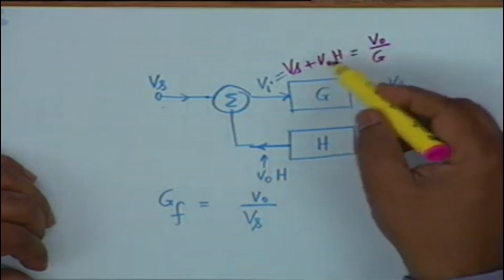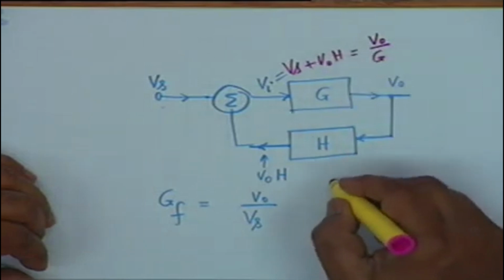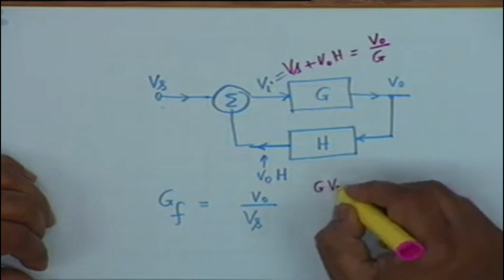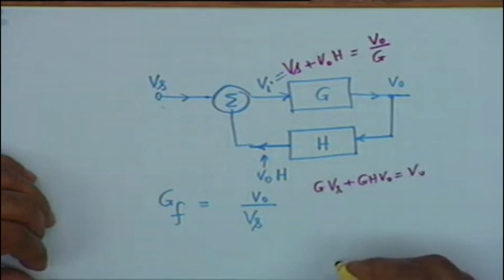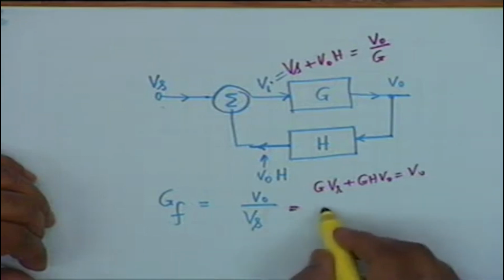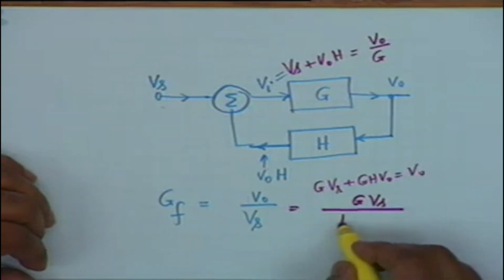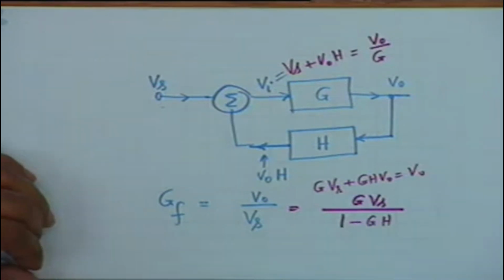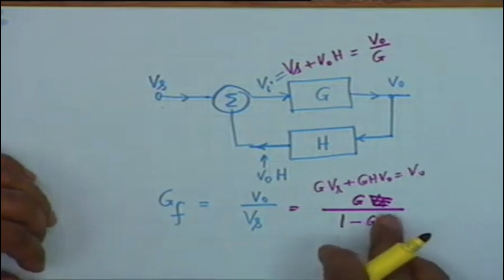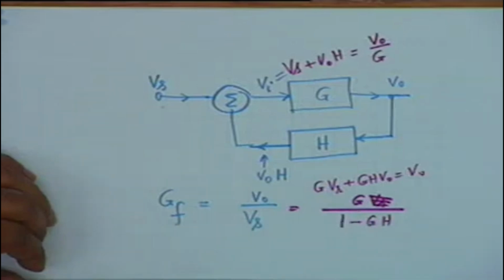Now, if I manipulate this, you see GVs plus GH V0 is equal to V0, and therefore V0 by Vs shall be simply G divided by 1 minus G times H. No Vs shall be there. It is simply G by 1 minus GH. If H is 0, that is, there is no feedback, then the gain is simply equal to G.